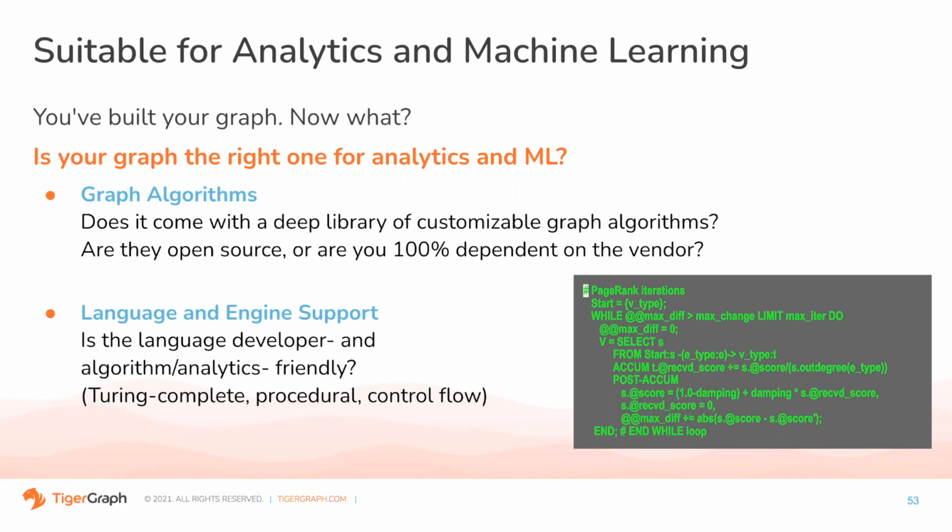Last piece is the language: is it developer, algorithm and analytics friendly? Is it Turing complete? Does it have procedural and control flow elements? Turing complete means that you can express any algorithm in it, and G-SQL has that capability. It's our crown jewels, but it's also really changing how developers are thinking about graph analytics at scale. So we're really excited about how this has been embraced and how it helps solve very, very difficult problems like cybersecurity and more specifically ransomware.